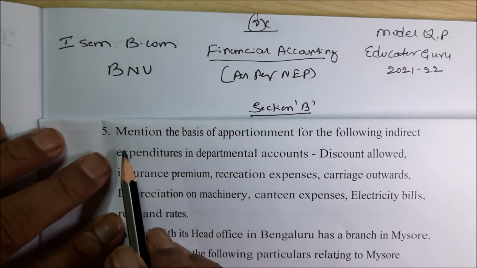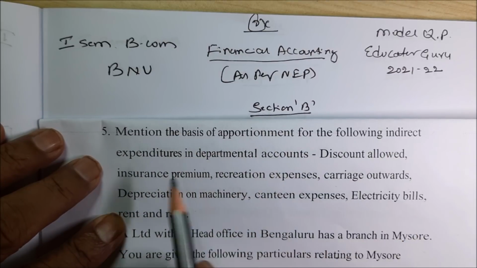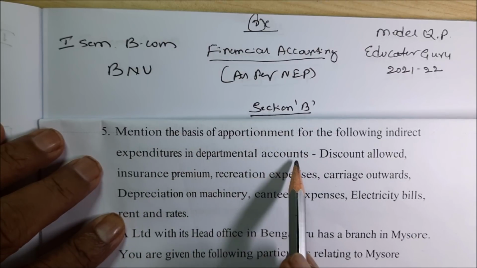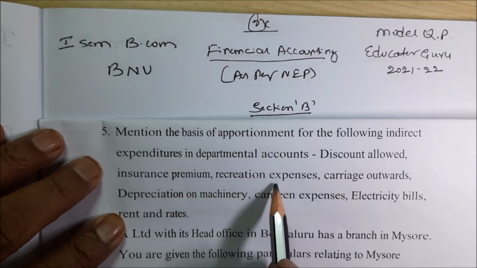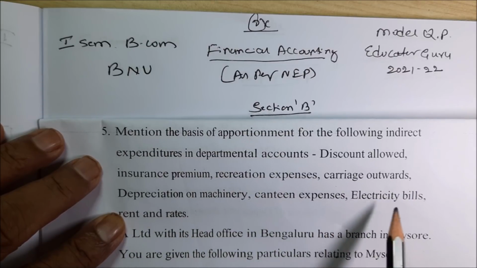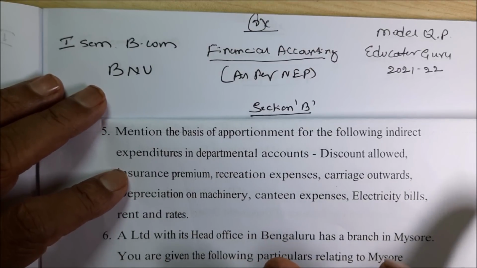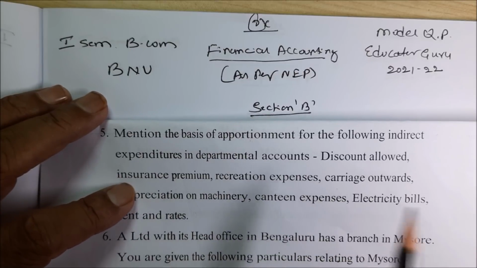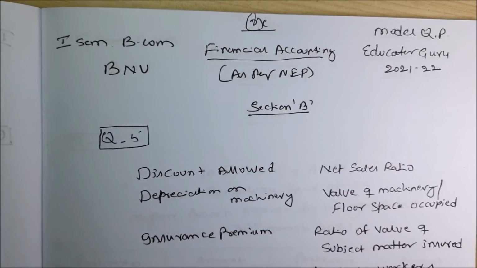Now question number 5. Mention the basis of apportionment for the following indirect expenditures of departmental accounts: discount allowed, insurance premium, recreation expenses, carriage outwards, depreciation machinery, canteen expenses, electricity bill, rent and rates. Do not worry, it is very simple. You can do it on the basis of using your common sense, right? So very simple.